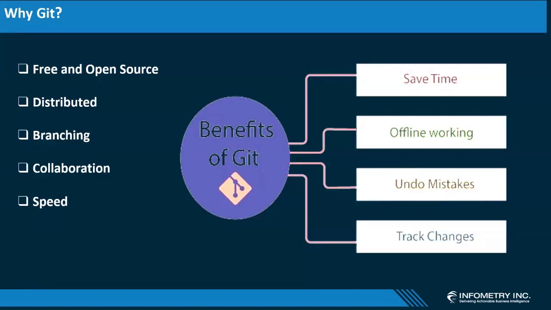Speed. Git is optimized for speed. It handles operations like committing, checking out branches, and navigating project history very quickly. This ensures a smooth workflow even in large projects without slowing down your development process.